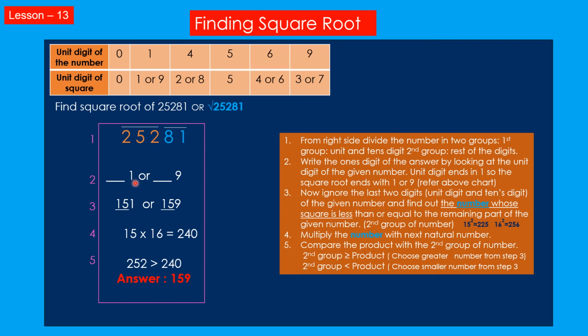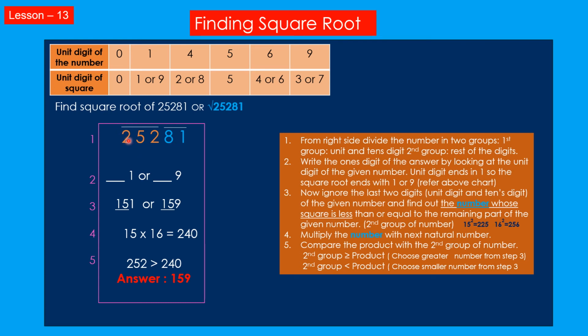Next we need to find the other part of our answer, the tens digit. In the third step, we ignore the last two digits, that is, the unit and the tens digit of the given number, and we consider the rest of the digits, 252. Now we look at the remaining digits 252, and we have to think of a number whose square is less than or equal to 252.